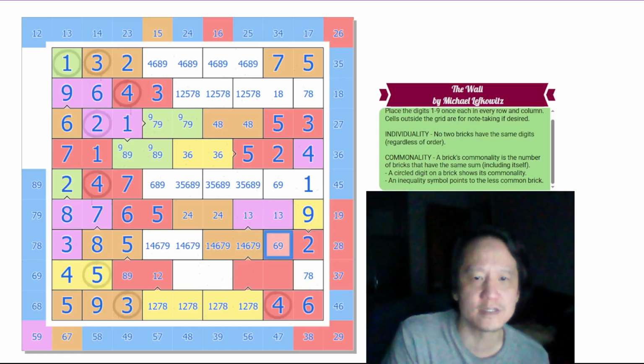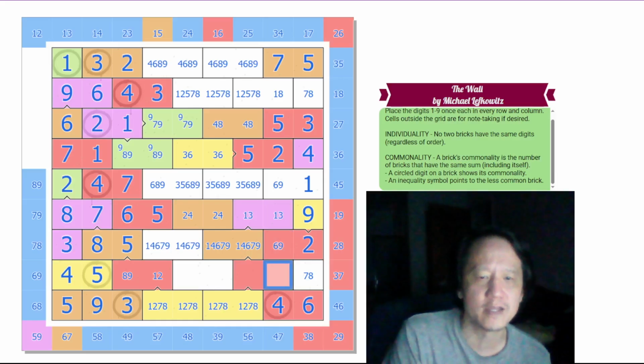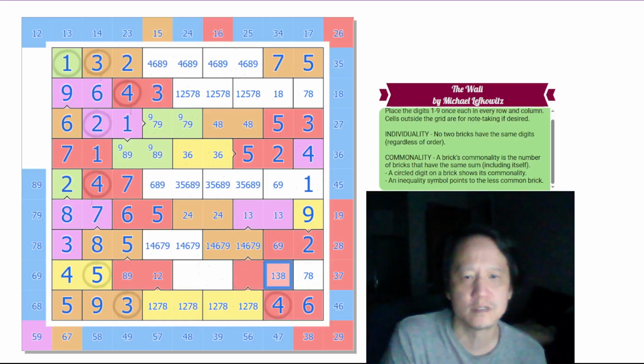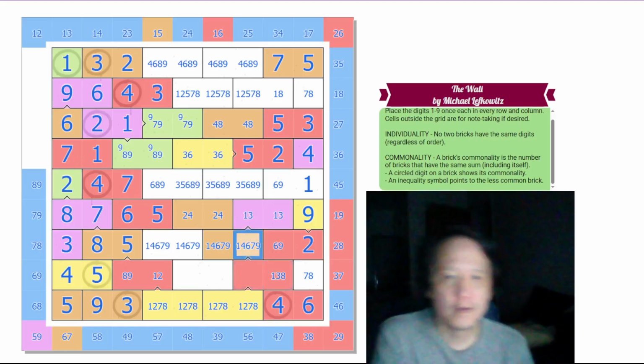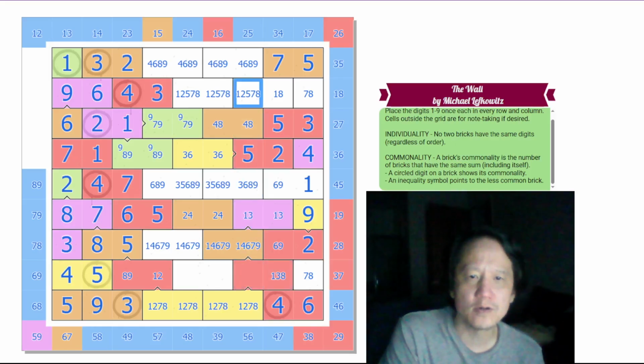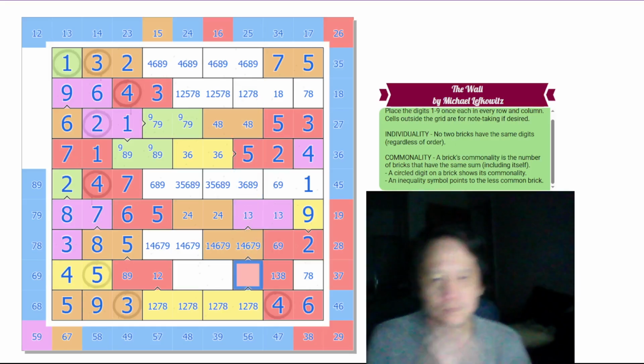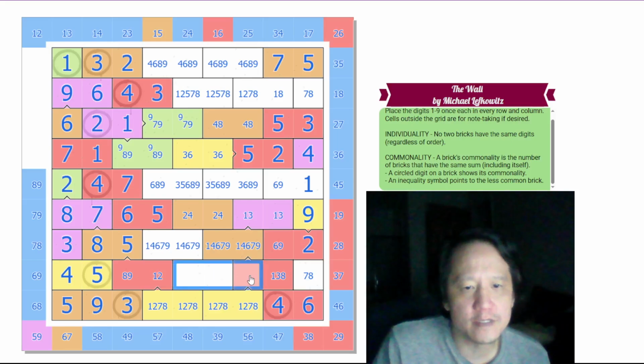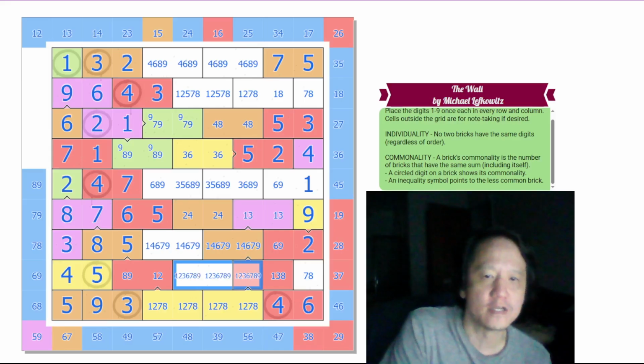Okay, so we have a 6, 9 pair now in column 8, which eliminates 6 and 9 in the rest of the column. That leaves this as 1, 3, and 8. That's interesting. 5 cannot be here or here because of the 5 in the column. Rest of row 8 is 1, 2, 3, 6, 7, 8, 9.